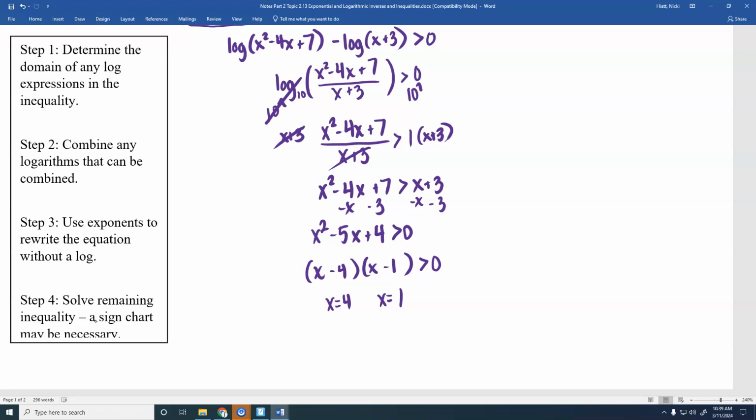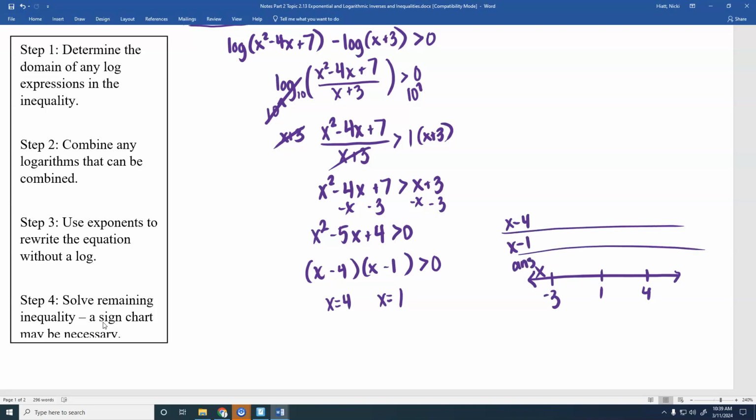Now, we need to test this in a sign chart. I've got 1 and 4 that need to go on this. There's also another number that needs to go on here, and that's -3. We're not going to put anything below -3, right? Because that is our restriction for our domain. So then we've got our 1 and our 4. And our only two values here are x minus 4 and x minus 1. You can use that most simple part that you have at the end: x minus 4, x minus 1, and your answer. You guys remember doing this long, long ago.